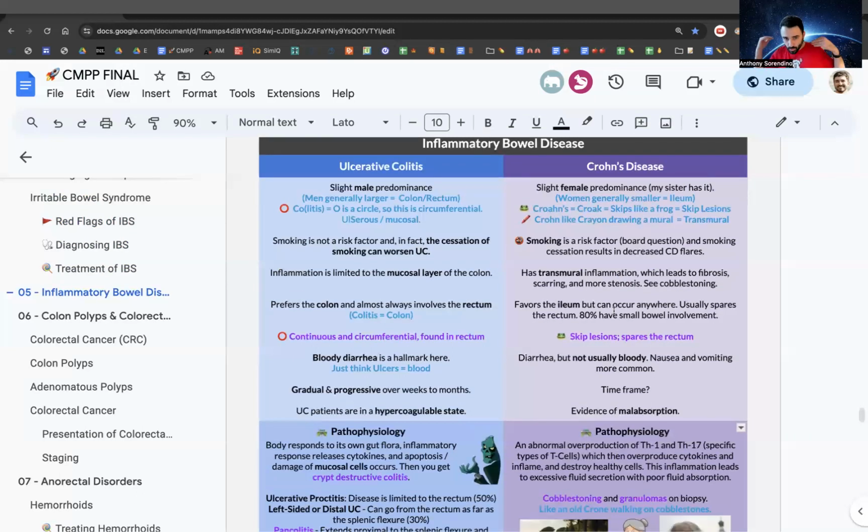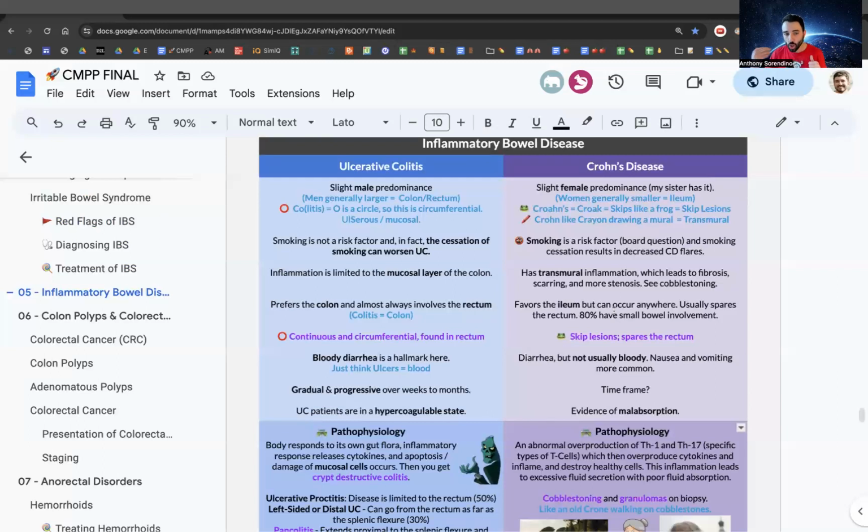Okay, let's do ulcerative colitis, and let's do some comparison at first. Ulcerative colitis has a slight male predominance, that's why it's colored blue. Crohn's disease has a slight female predominance, that's why it's colored purple. You can think about this: men are generally larger, so you're going to see ulcerative colitis in the colon, in the rectum, in the large intestine. Women are generally smaller, so they're going to get this in the small intestine, namely the ileum.